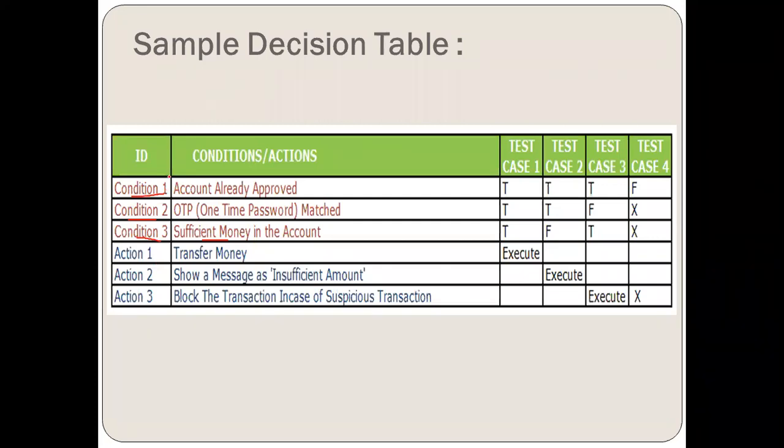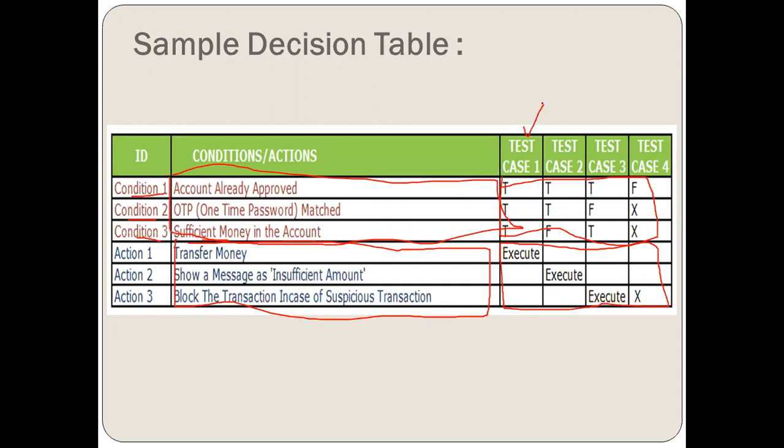So this particular part is the condition stub. This is the action stub or the quadrant. This is the condition entries, and this is the action entries. Now, in this, what can the actions be? The actions are: the transfer of money is done successfully, show a message as insufficient amount, or block the transaction in case of suspicious transaction. So we are going to see the different scenarios.